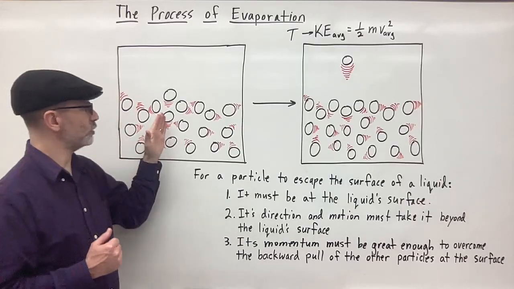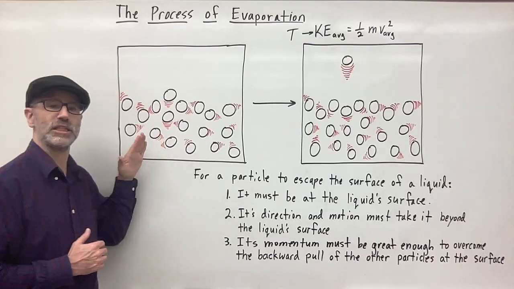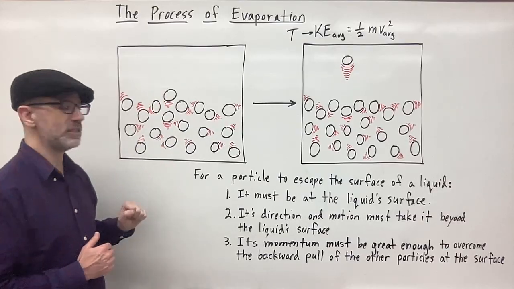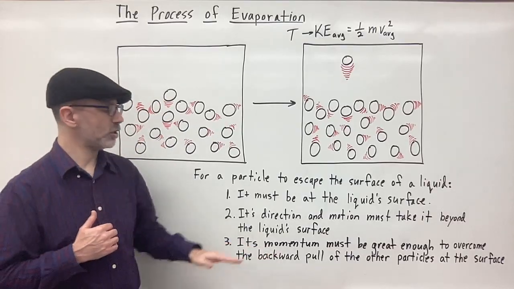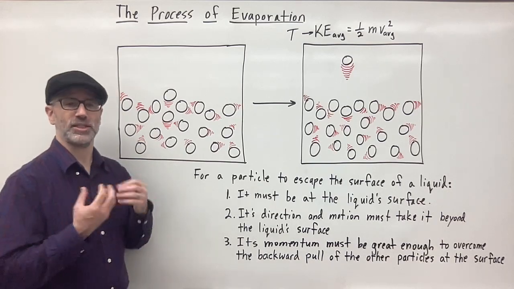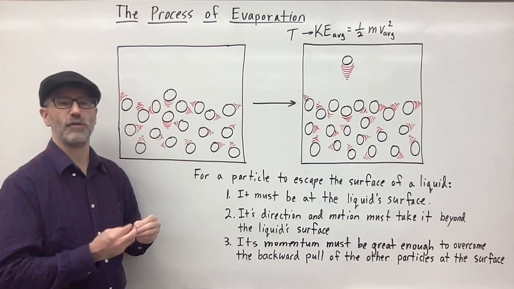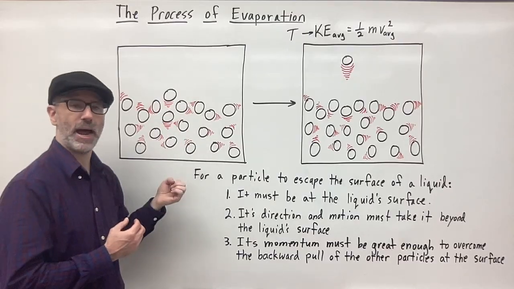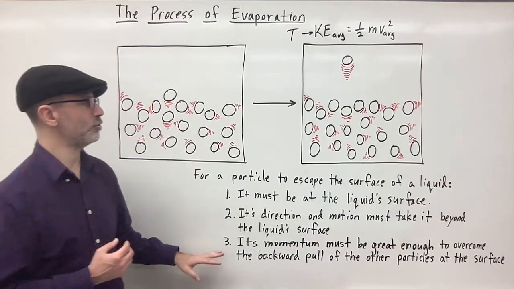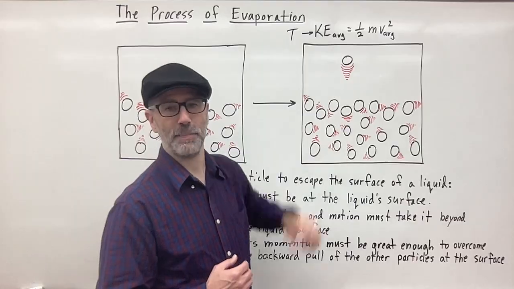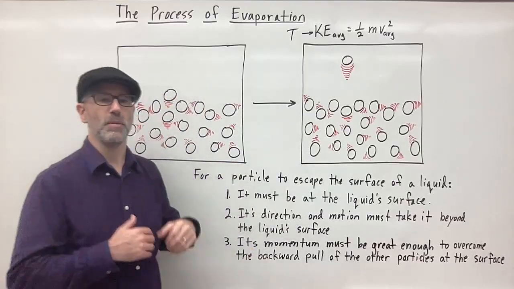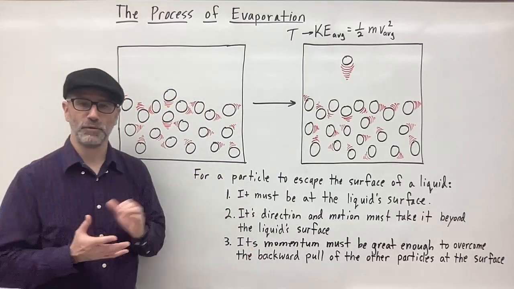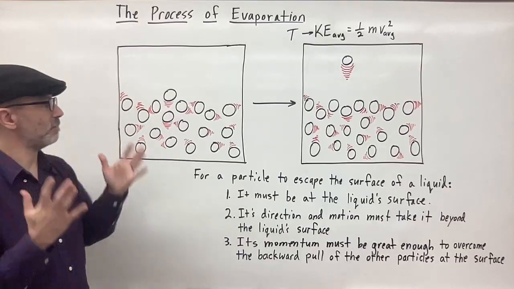So it's got to be at the surface. Its motion and direction has to be moving beyond the surface, and its kinetic energy must be great enough to overcome the attractive forces that are trying to pull it back, right? If all three conditions are met, then you will have a particle that is going to be released into the vapor phase and become gas.